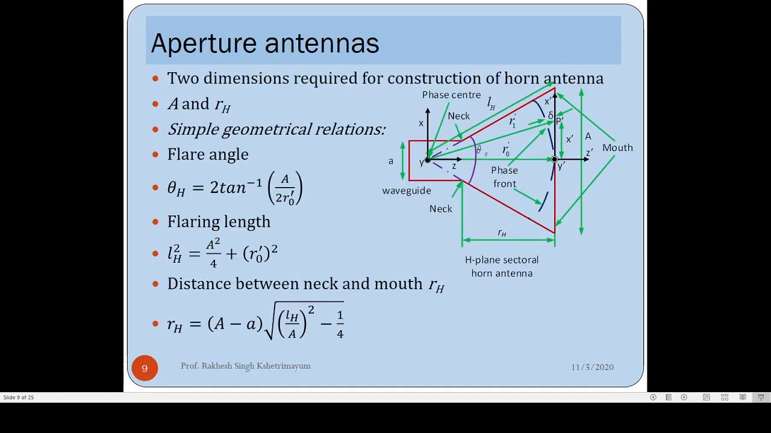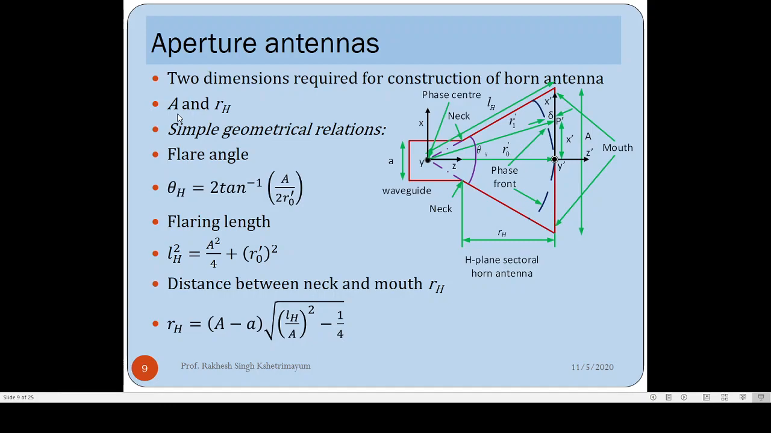So the question is, what are the dimensions we need to calculate for designing horn antennas? The two dimensions we need for construction of a horn antenna are A and RH. A is the dimension of the mouth of the horn antenna. RH gives us the extension from the neck to the mouth. The distance between the mouth and neck of the horn antenna is given by RH. If I have RH and this dimension, capital A, then I can easily construct this horn antenna in the lab. So I need to find A and RH to construct a horn antenna in the lab.